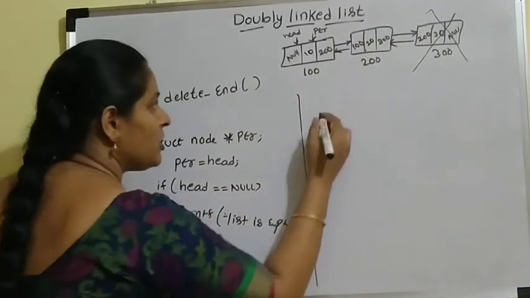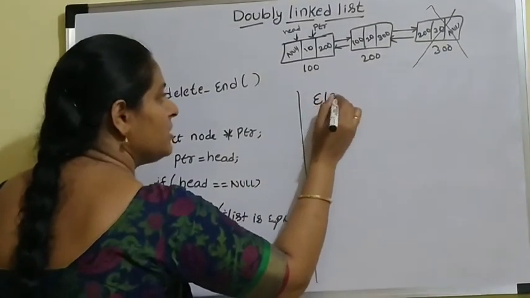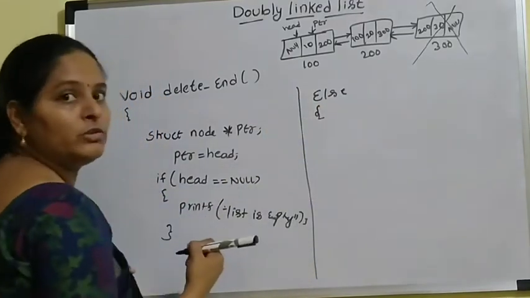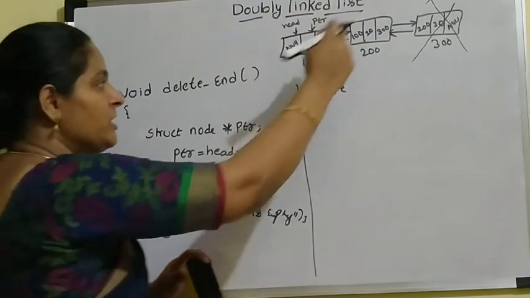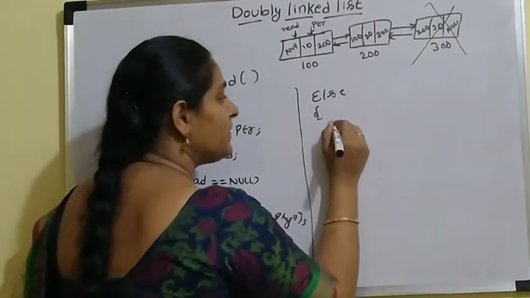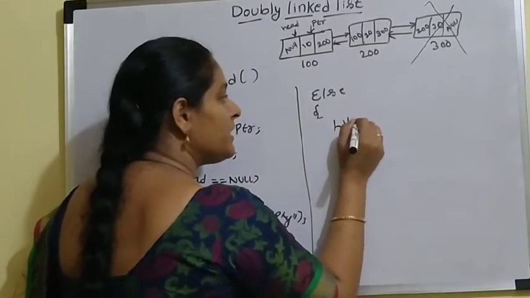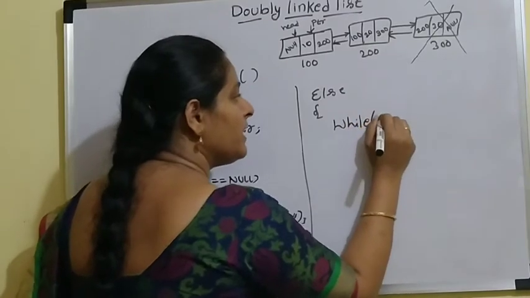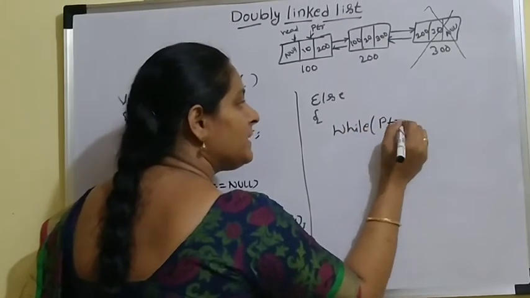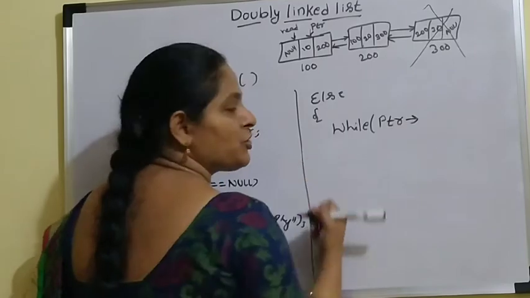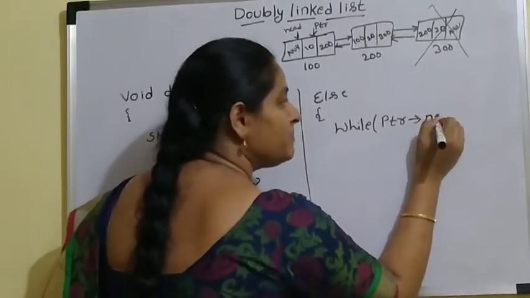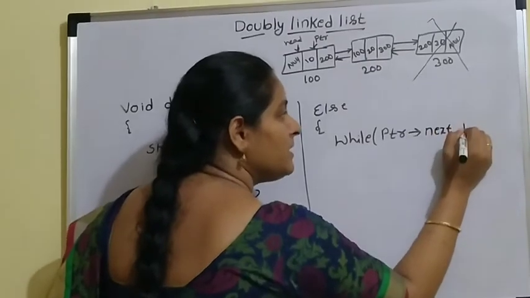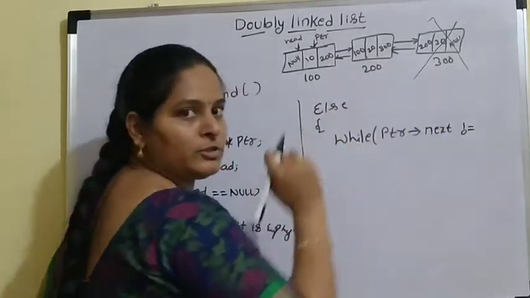Suppose if list is not empty, then what we need to do? We need to reach till last position. So how to reach till last position? For that we need to take one loop. So here I am taking while loop. Then with PTR, I am moving till the end position. So how to find the end position? If any node next part is null, then that is the last node.